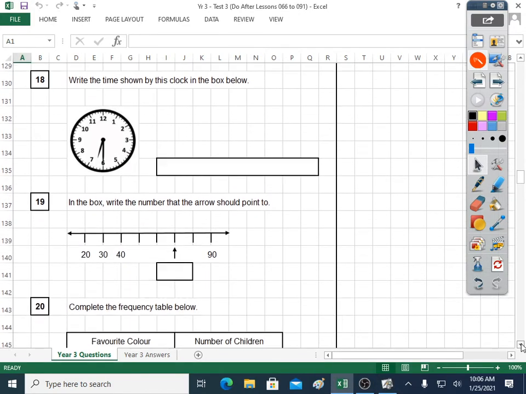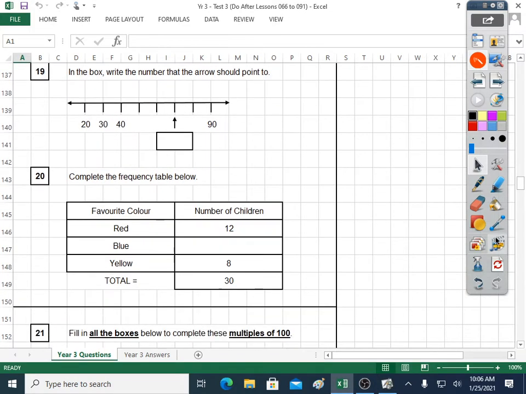I've got an answer page for this after, so I'll put that on at the end of the video so we can check. In the box, write the number that the arrow should point to. 20, 30, 40, 50, 60, 70. Let's make sure it works if I keep going up to this 90. 20, 30, 40, 50, 60, 70, 80, 90. Yes, it does work. So it's 70.